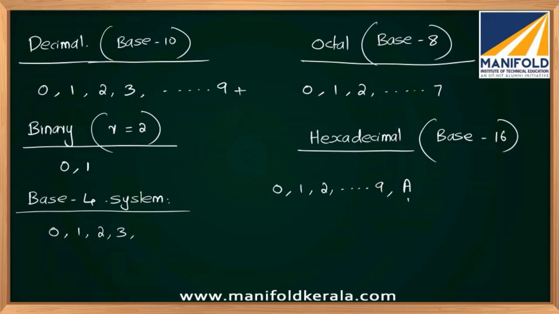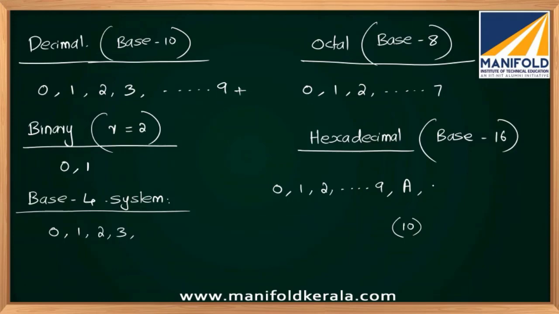So please understand, A will correspond to which value? A will correspond to the value 10 in your normal decimal system, right? So when you say this A, the inherent value of A in your mind has to be 10. A is a symbol which we are using for representing numbers in the hexadecimal number system.